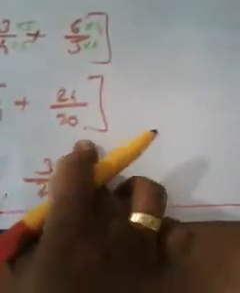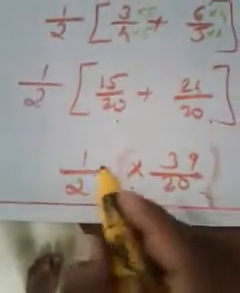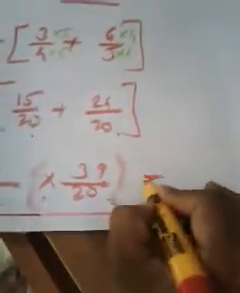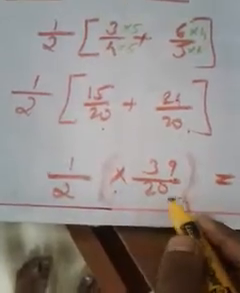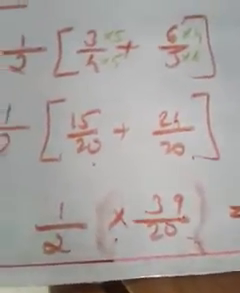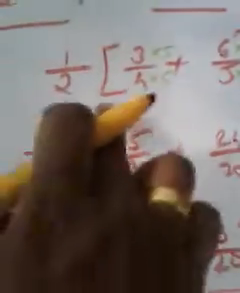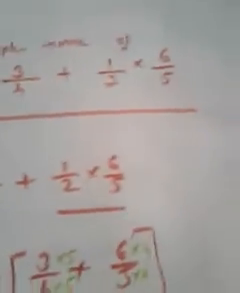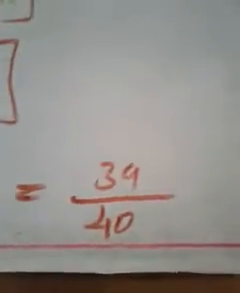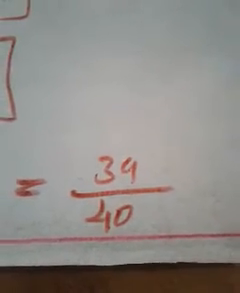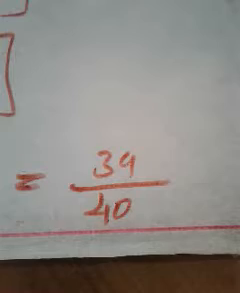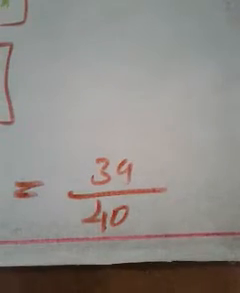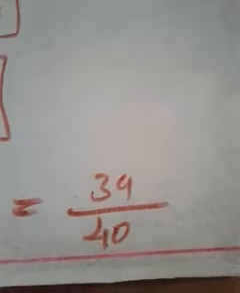You can change the bracket now into a multiplication sign. Now just see 1 by 2 into 39 by 20. Just multiply the numerators and multiply the denominators. The bracket becomes multiplication. So 1 into 39 is 39. What is 2 into 20? It is 40. Now the big fraction has changed into a small fraction, 39 by 40. Now we can take the multiplicative inverse. What is the multiplicative inverse of 39 by 40? It is nothing but 40 by 39. 40 by 39 will be the answer.